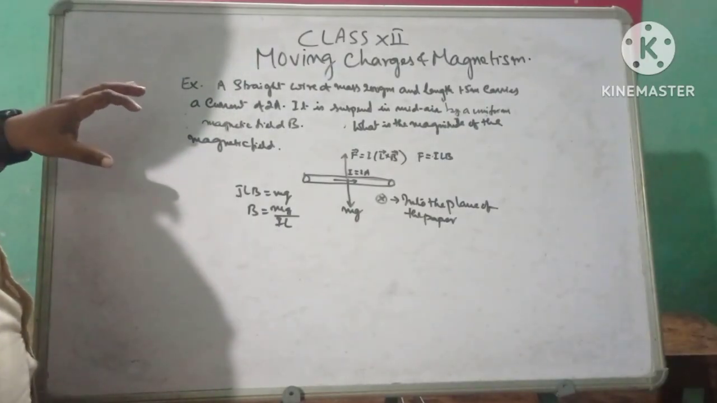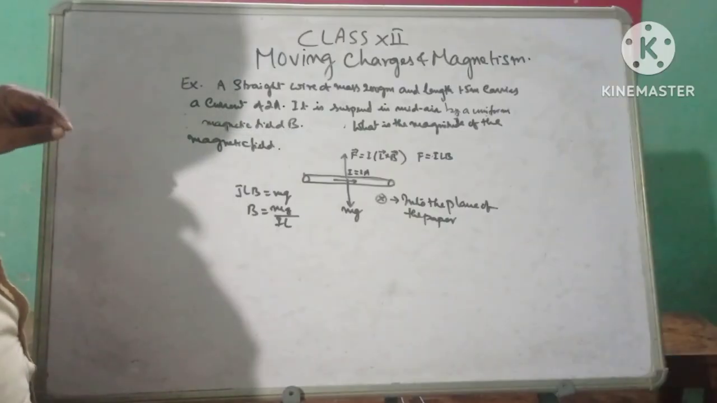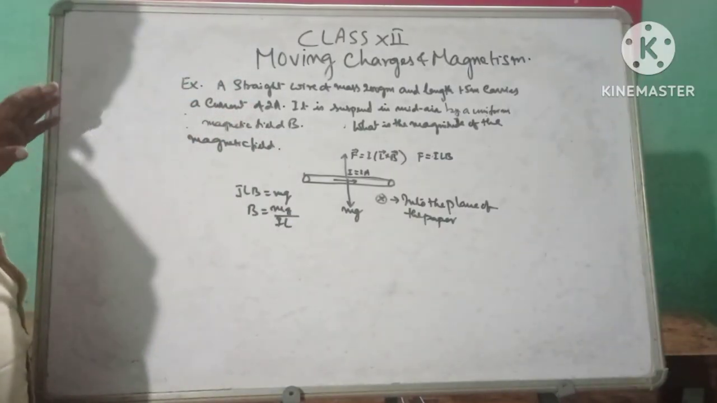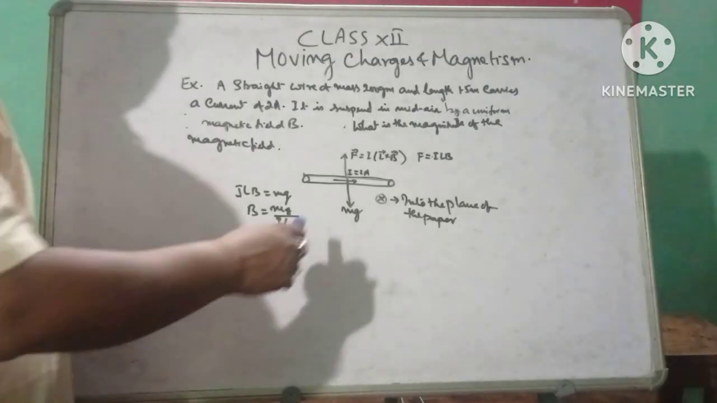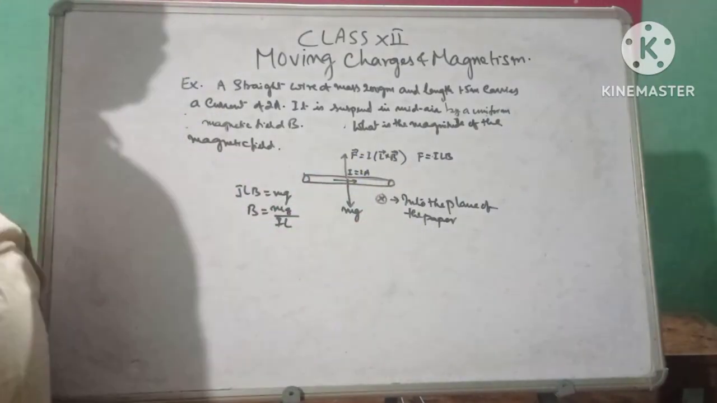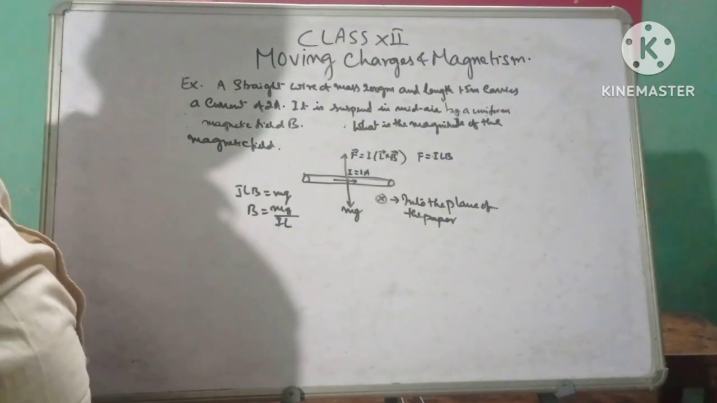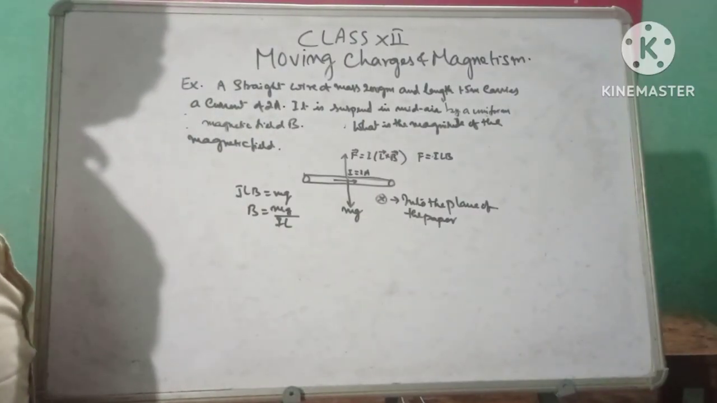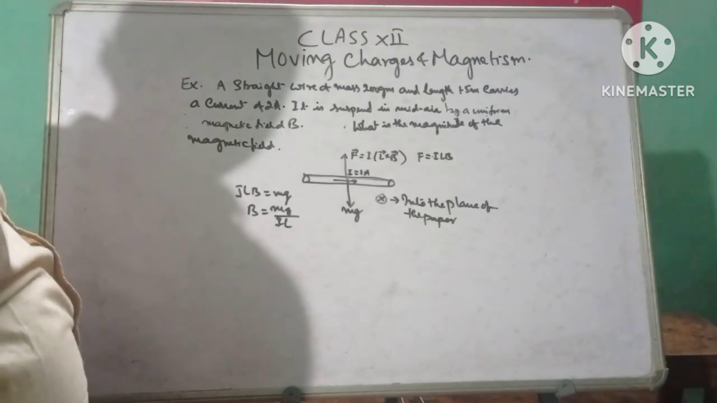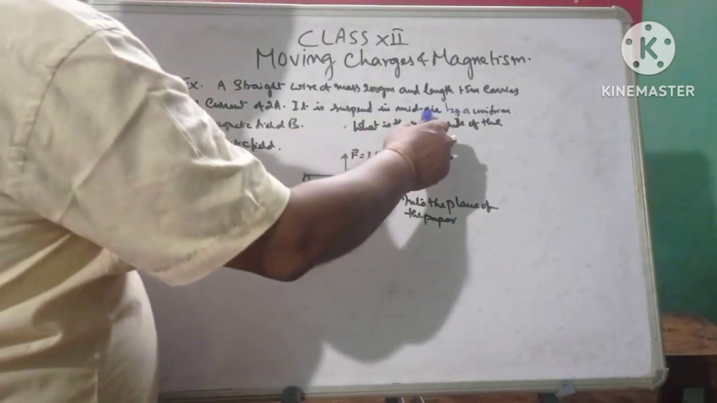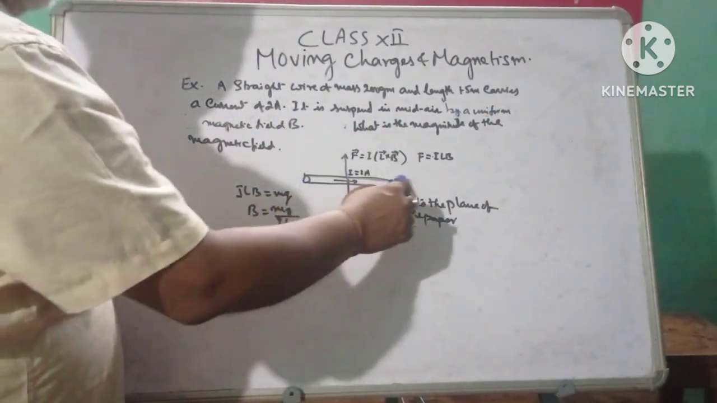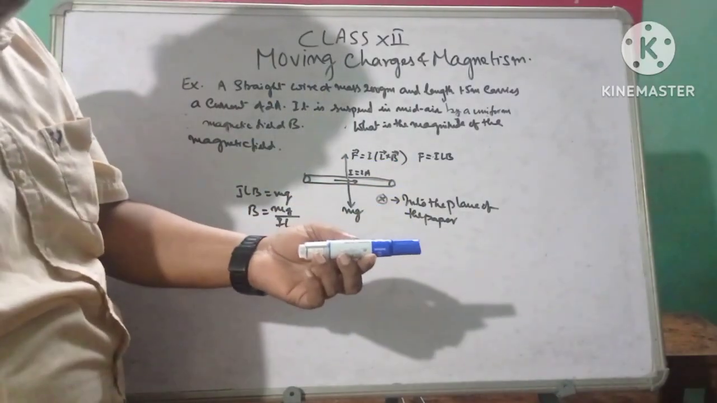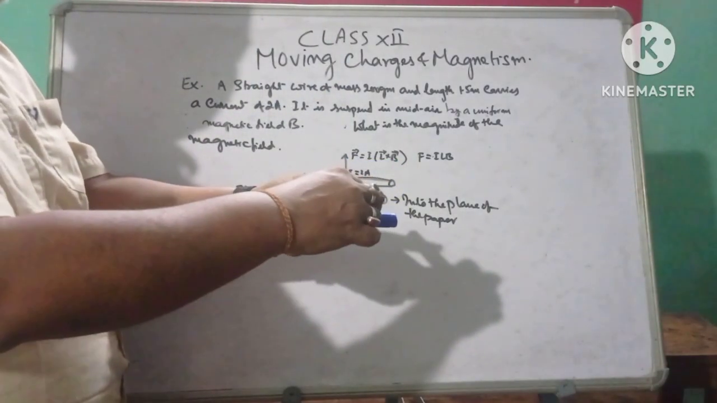So why have I selected this question? It is given in the book, it is a simple question. But remember that when the formula is a cross product, it becomes a three-dimensional figure, so analysis of the force is the main factor. Here it is suspended in mid-air by a uniform magnetic field.